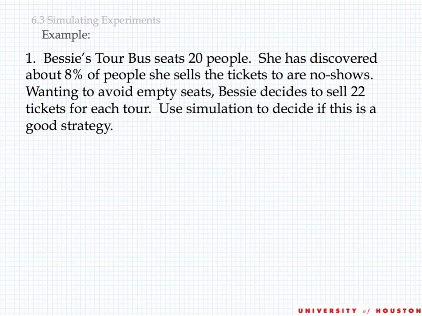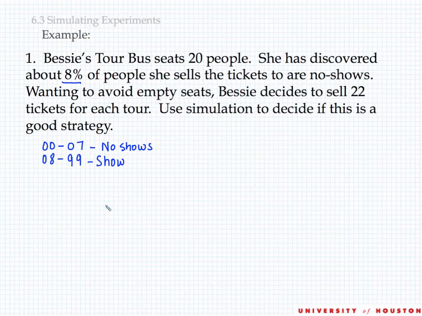Well, first we need to assign our digits. 8% of the people are no-shows. 8% would be 8 out of 100. So, let's assign the digits 00 to 07 for our no-shows. And 08 to 99 would be the people that show up for the tour. This gives us 8% of our two-digit numbers representing no-shows and 92% for the ones that show up.